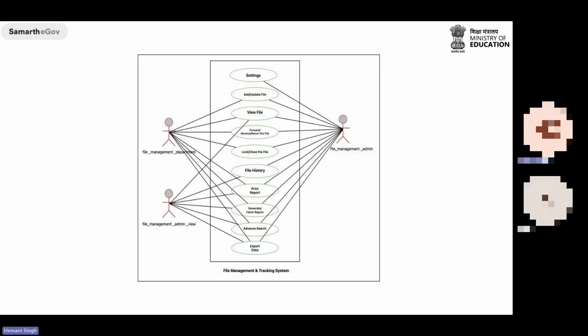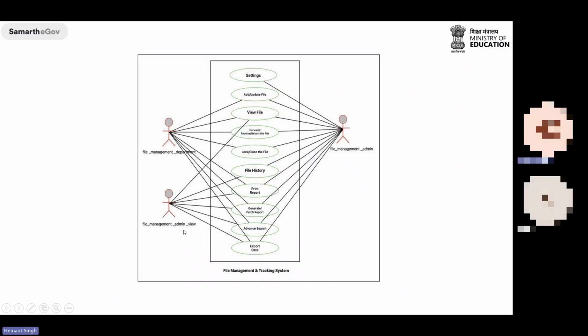So this is the role of file management admin. The file management admin has overall access and configures the settings. On the left side is the file management department. This department can add, update, and view files, forward and receive returned files, department-wise. Whenever the department creates a file, it can also lock and close the file. Then print reports, generate and fetch reports, advanced search, and export the data.